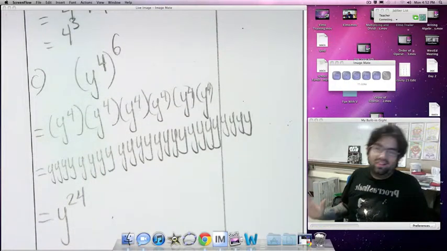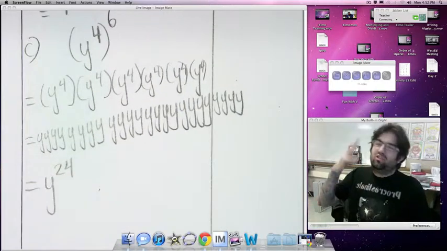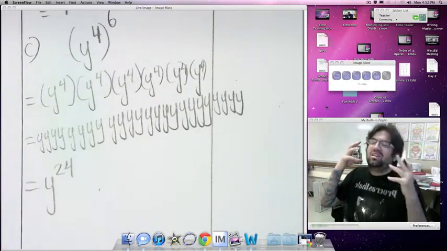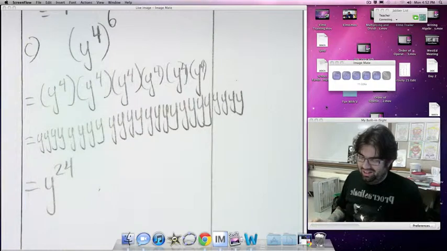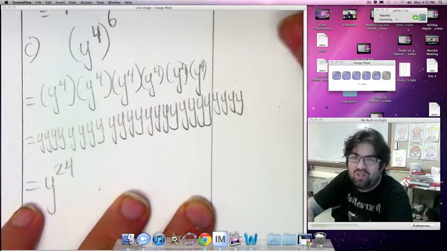I honestly say this: doing the power to a power is the worst one to expand out. Look how ridiculous that looks. Oh, God, it makes me feel so bad. Yes, I want you to write it out.